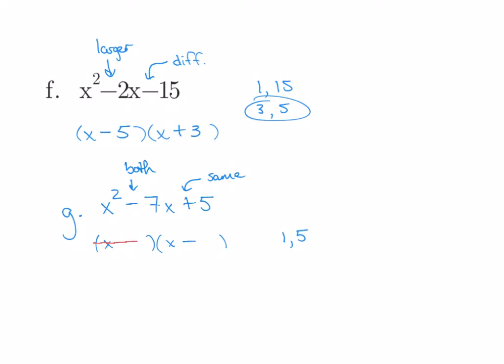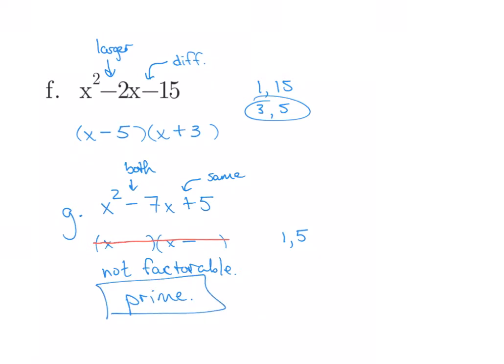So what does that mean? Well, it means a couple things. First off, this is not factorable. Now we have a special word that we use when we say something cannot be factored, and it applies to polynomials as well. We refer to it as prime. This is an example of a prime polynomial.